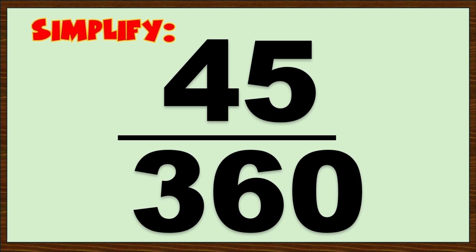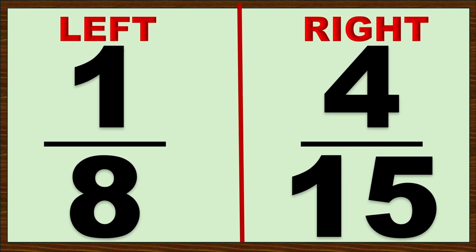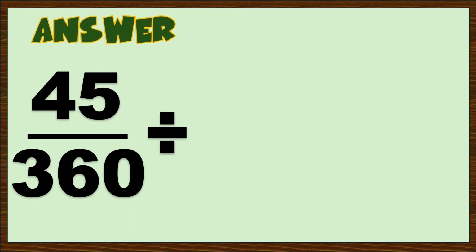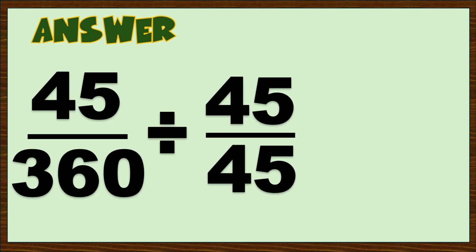45 over 360. Left or right? Left, 1/8, right, 4 over 15. 45 over 360, divided by the GCF, or the greatest common factor, which is 45. So we divide both numerator and denominator by 45. 45 divided by 45 is 1, and 360 divided by 45 is 8.